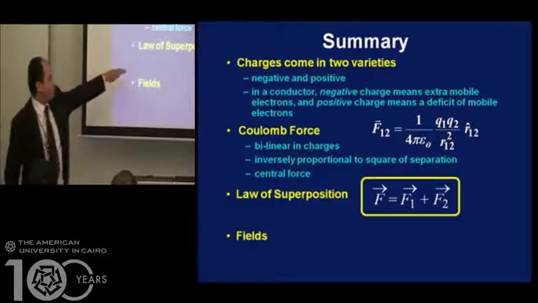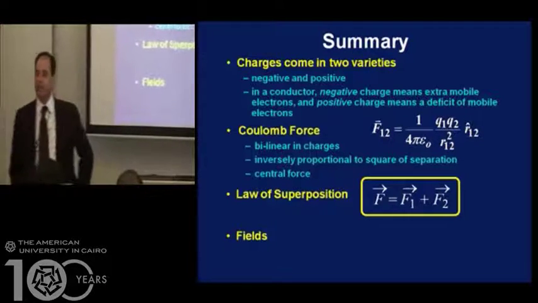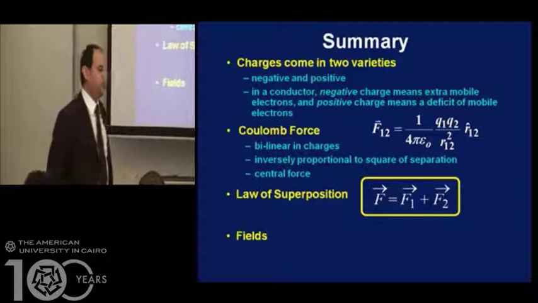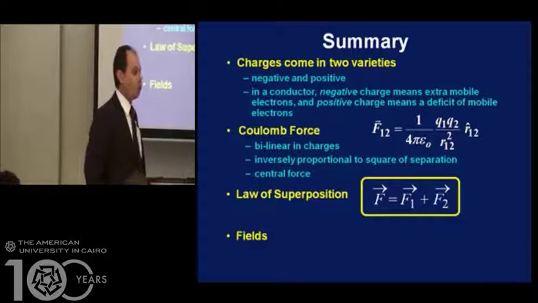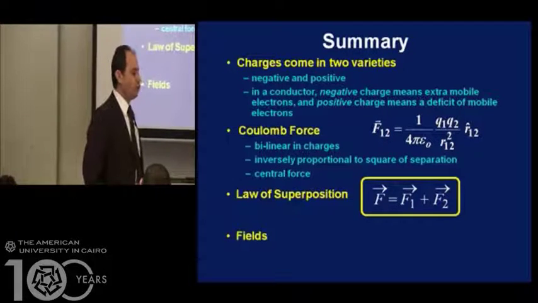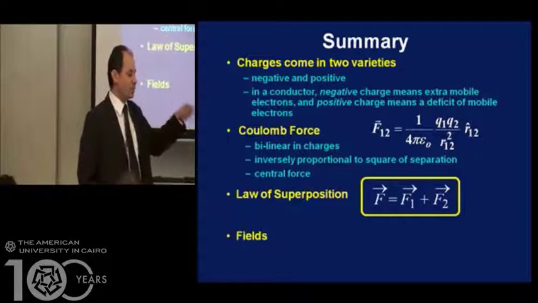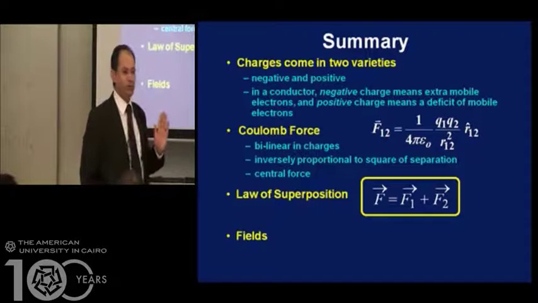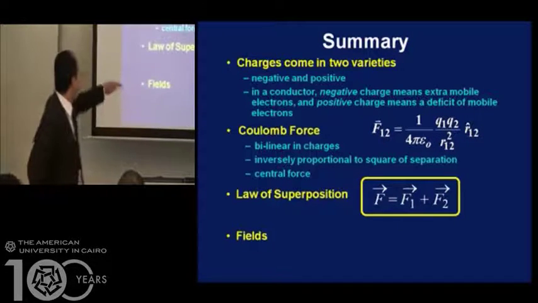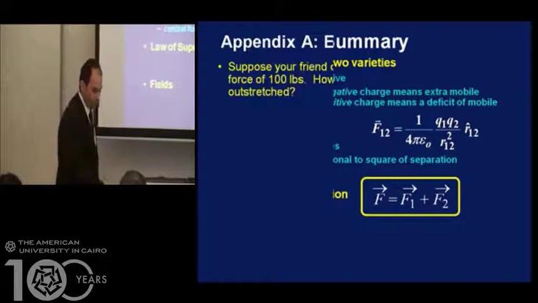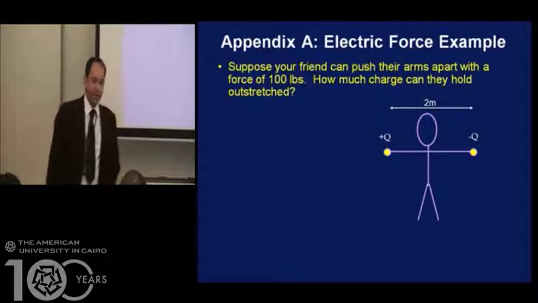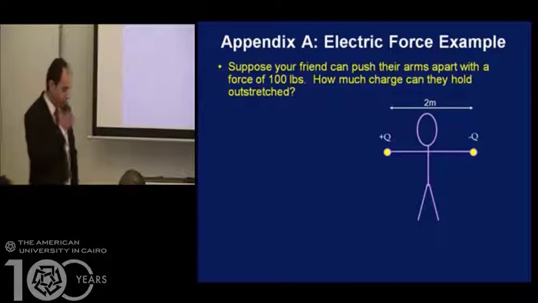Then the superposition principle says that if you have more than one charge, you find the effect. If you need to find the force on a specific charge, all you have to do is find the force from each charge on that specific charge, add all those forces together as vectors, and you get the total force on that charge. And we call that the superposition principle. Then we talked about scalar field and vector field.